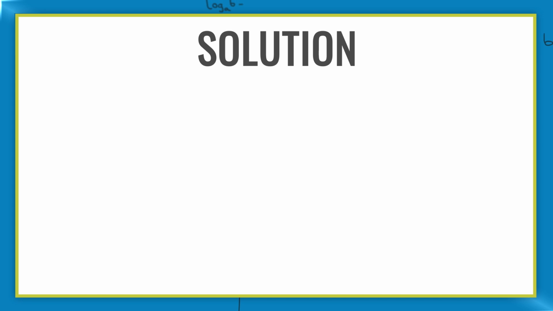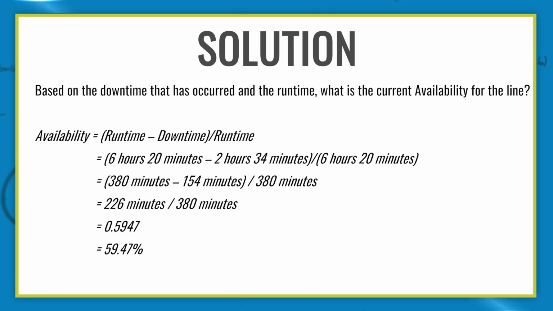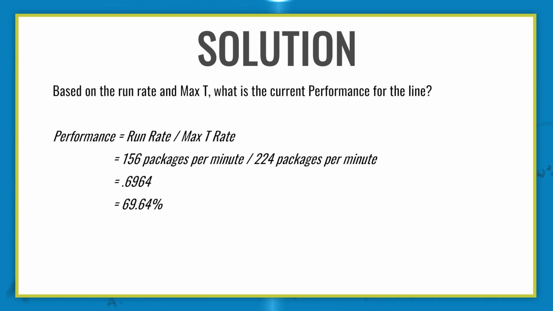If you calculated 59.47% availability, you're correct. This means that the line was running about 60% of the time. The performance of the line is calculated at 69.64%, which is not ideal. We like performance to be around 95 to 100%.